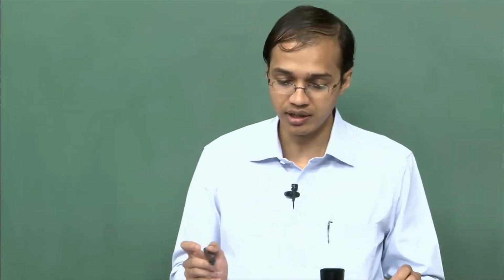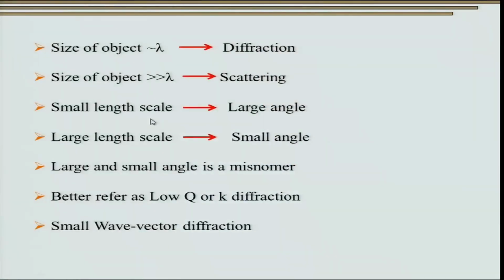As we had seen earlier, at a very small length scale we have very large angle, and this constitutes the normal diffraction. As we have for X-rays, we have a similar condition for neutron diffraction also. However, at large length scales, we get smaller angle.